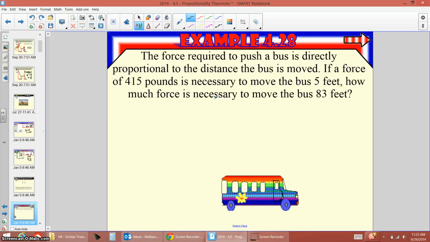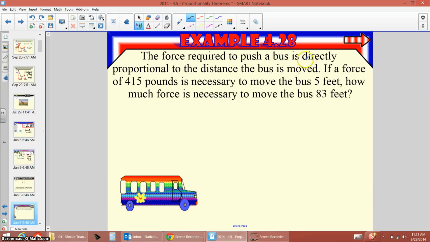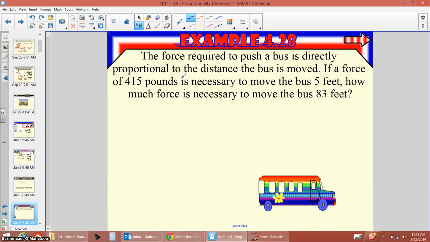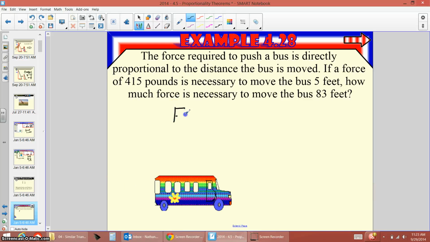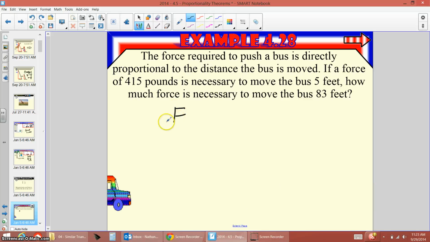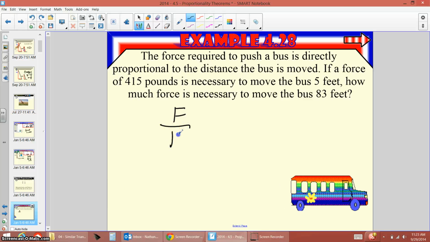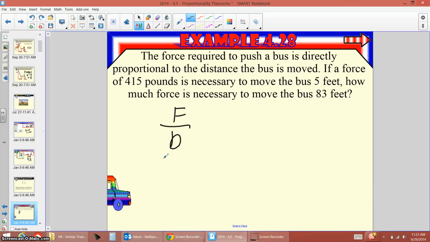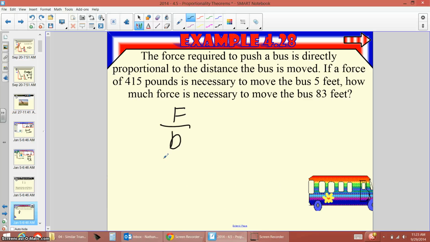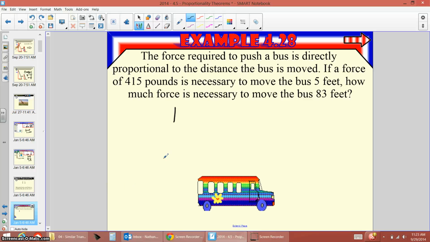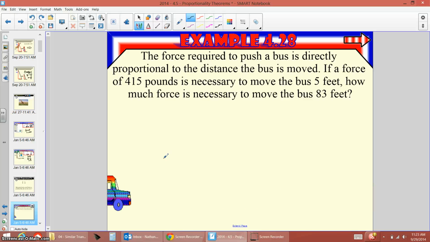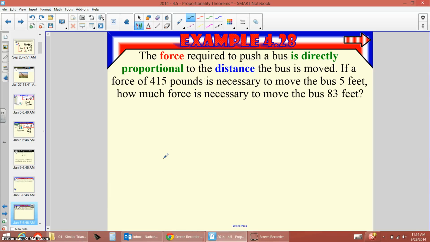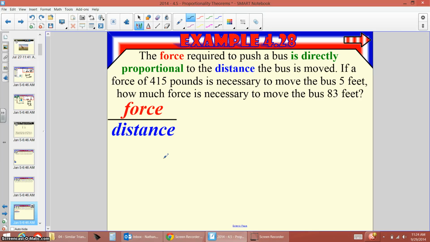If it says a force required to push a bus is directly proportional, that's what I'm looking for. And when it says directly proportional, I can say F for force is directly proportional to the distance the bus moves, D. That's what I get out of that first sentence, F over D. Okay? So now we can look at this a little bit differently. We can say, okay, so I've got the force is proportional to the distance. And that gives me force and distance.